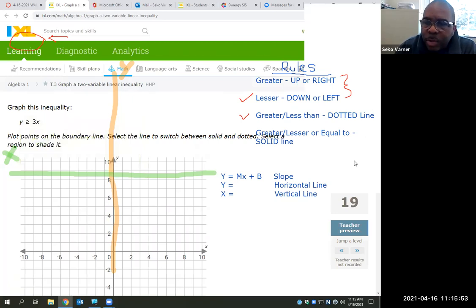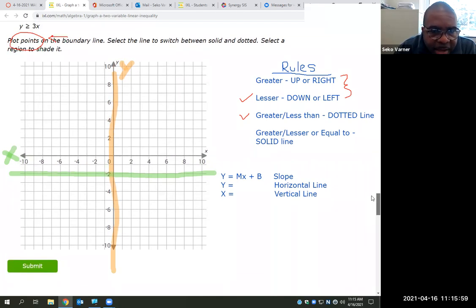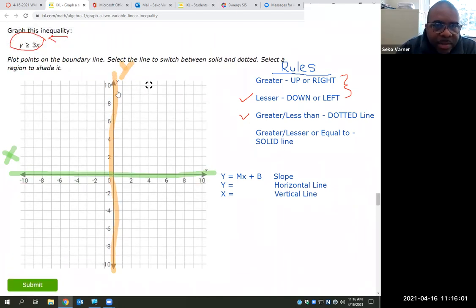Terrific. Que bueno. Okay, so let's do another one. Let me match up my lines. Once again, this is the y-axis, this is the x-axis. The problem that we're working on is y is greater than or equal to 3x.